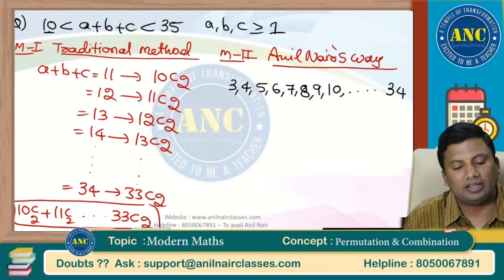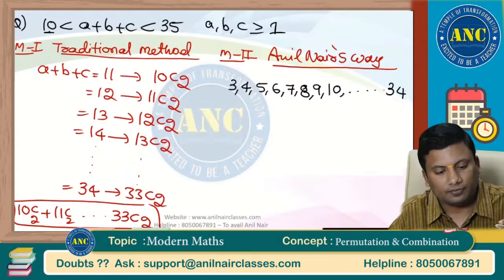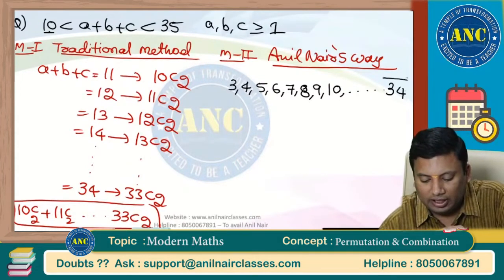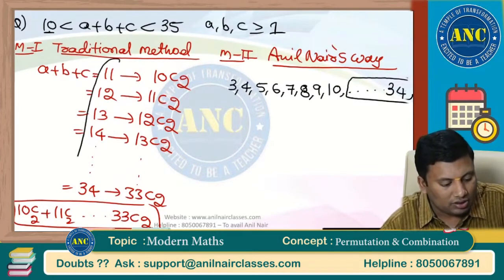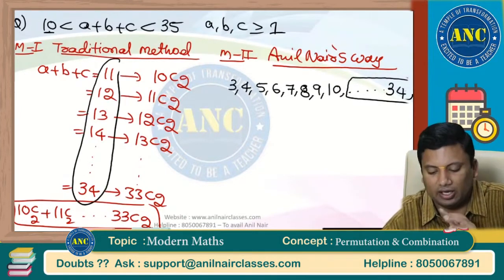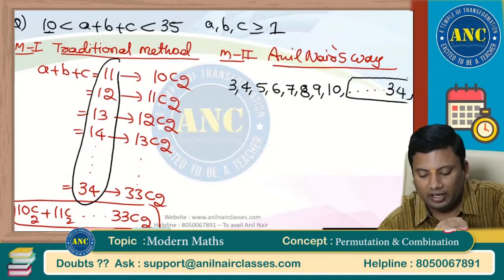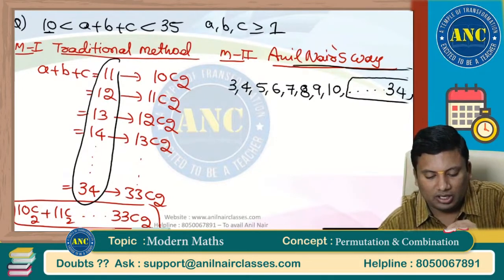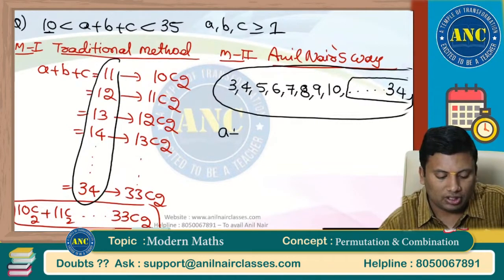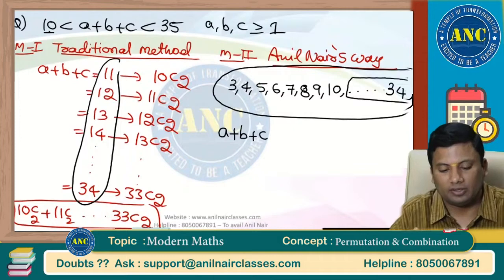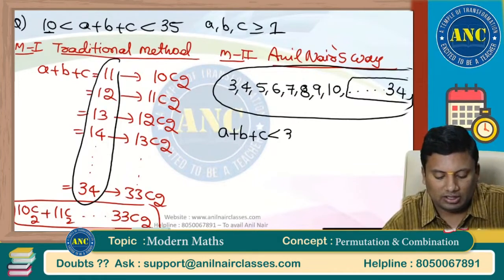Now I will apply that. It is from 11 to 34. That means this one I require answer. Am I right? 11 to 34 is this one. This box portion is nothing but total portion. Total portion is A plus B plus C less than 35.